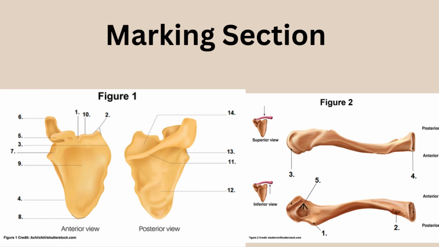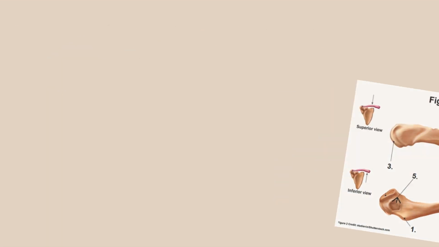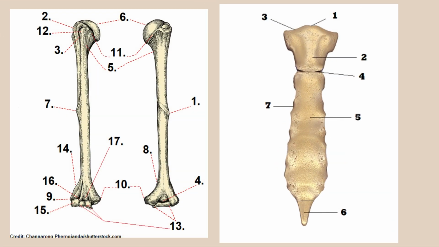Now here is a marking section of the shoulder bone. You need to prepare a paper and write down the answers on the marking section. Then check it back whether the answer is correct or not. Because we must remember the names of the bones in different views. It is very important, so that you can more easily understand the anatomical landmarks.